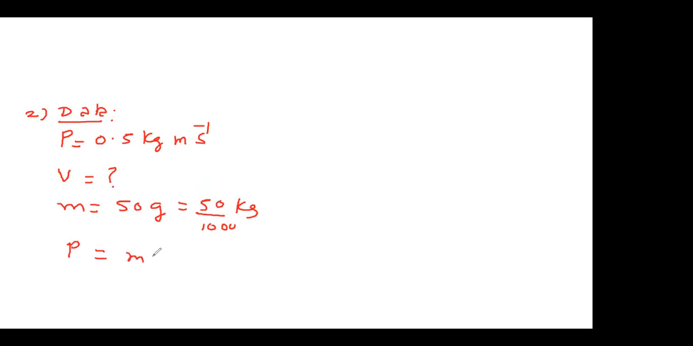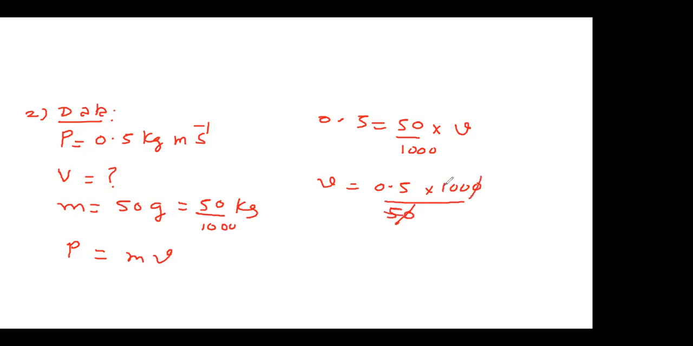So P equals mv. Therefore 0.5 is 50 upon 1000 into V. That will give V equals 0.5 into 1000 upon 50. 5 into 20, 20 into 0.5 is 10 meter per second. So speed is 10 meter per second.